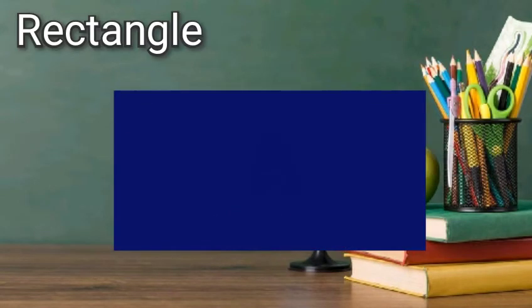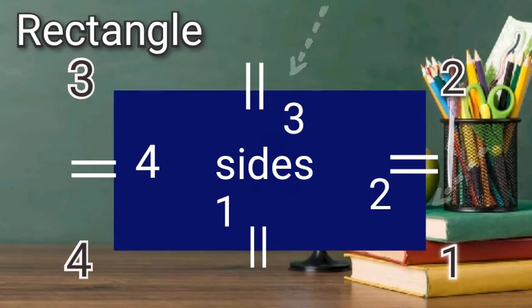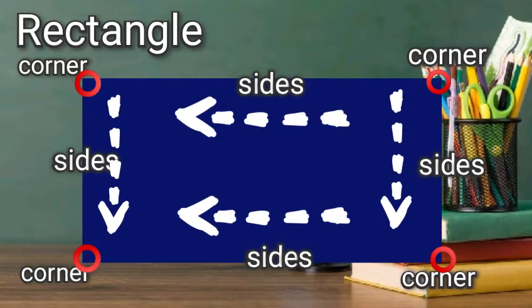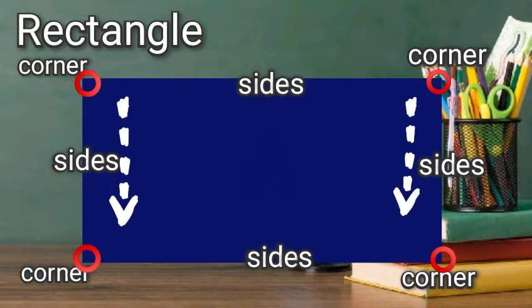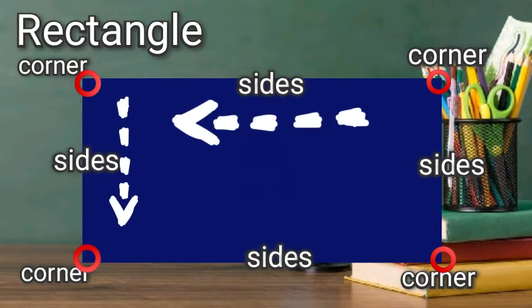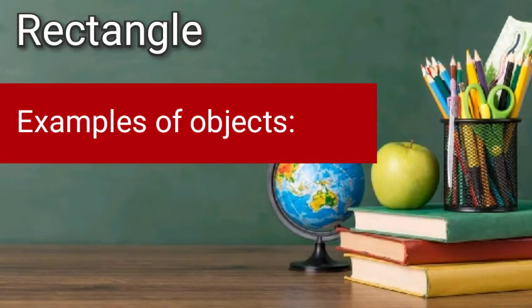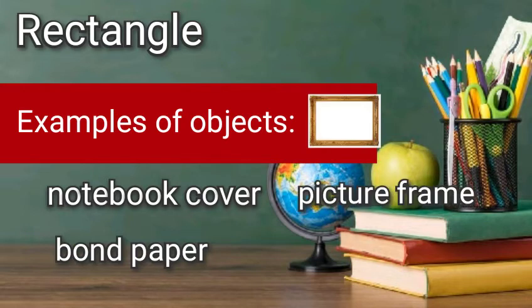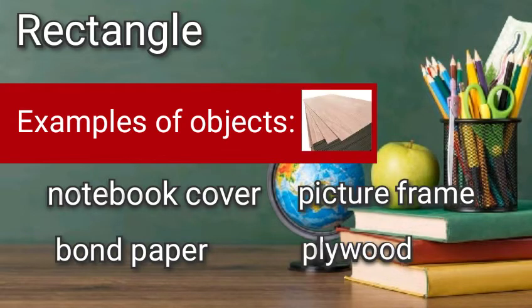A rectangle is a two-dimensional shape that has 4 sides, 4 corners, and 4 right angles. The opposite sides of a rectangle are the same length, with one pair being longer than the other pair. Examples of objects: notebook cover, bond paper, picture frame, and plywood.